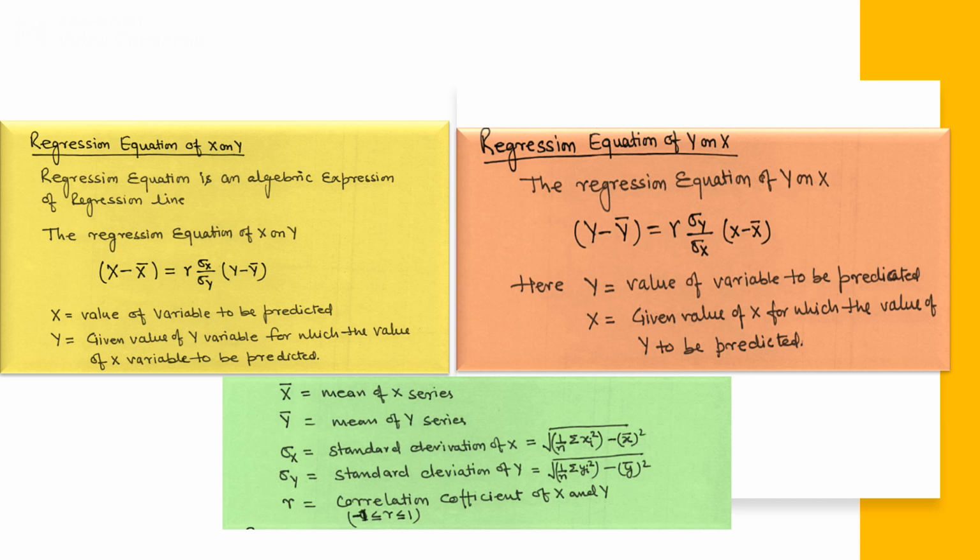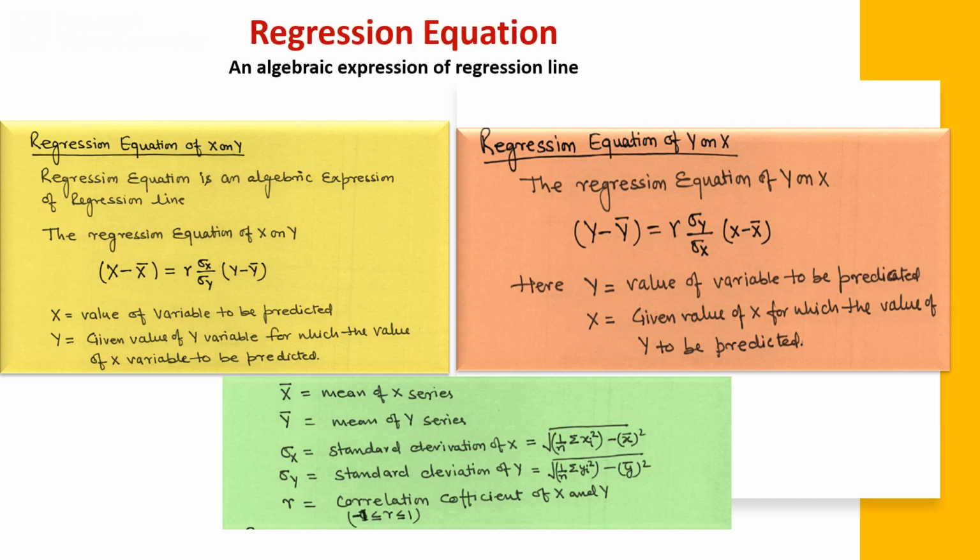Now come to the regression equation. An algebraic expression of a regression line is a regression equation. So we have two regression lines, so we define two regression equations, x on y and y on x. So regression equation is an algebraic expression of a regression line.